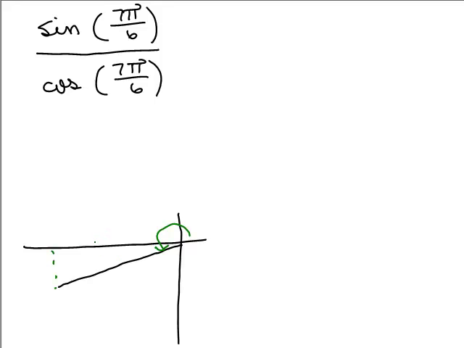So let's see, we've got this side then would be square root of 3, but since it's going to the left, I'm going to write negative square root of 3. This is going down, so I'm going to put negative 1. And for r, I'm going to have 2. So I see my x, my y, and my r values that I need. So the sine of 7 pi over 6 will be y over r, so it's negative 1/2. And the cosine of 7 pi over 6 will be x over r, so that's negative square root of 3 over 2.